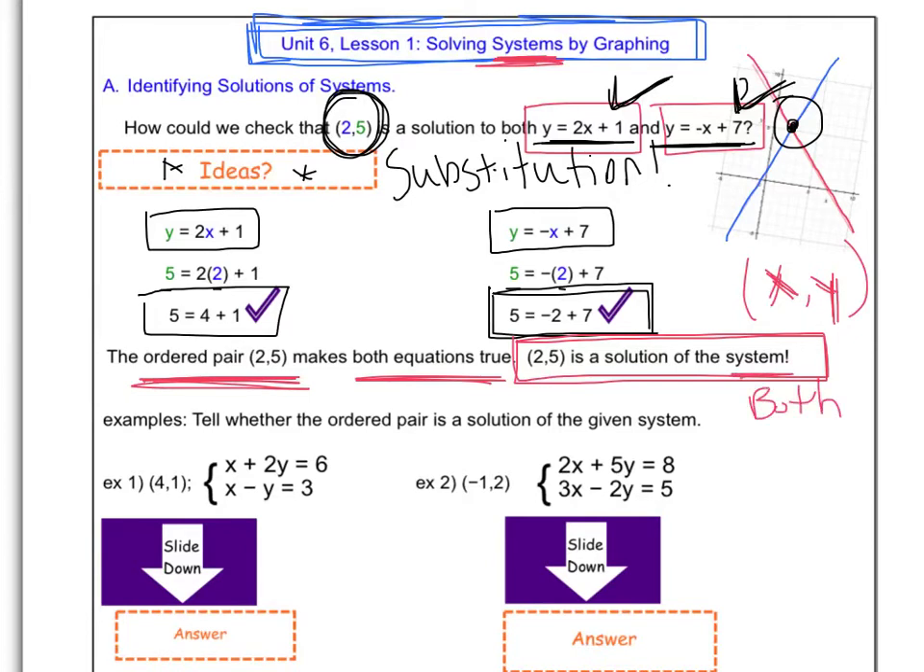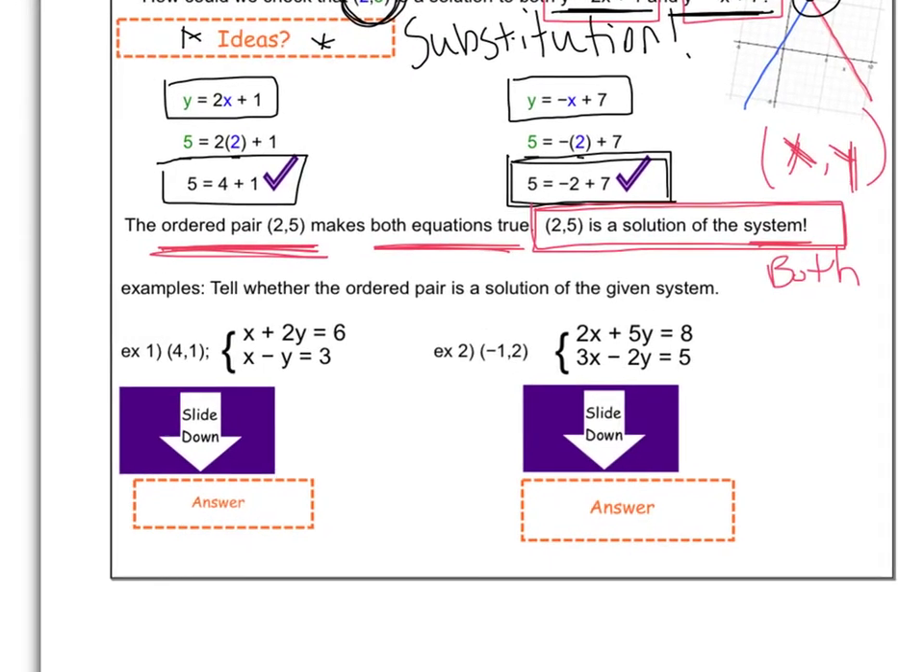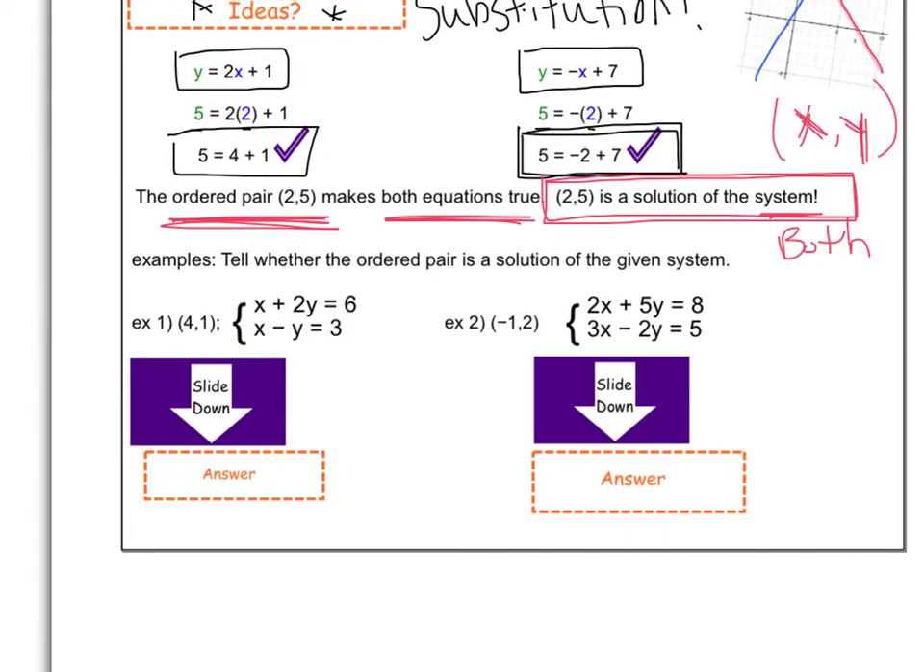I'm going to give you guys 2 examples. I want you to pause, and I want you to do these right now, please. These examples are right here. In this system of equations, again, we're getting used to the vocabulary, a system of equations has 2 different equations. Is 4 comma 1 a solution? And in this system of equations here, is negative 1 comma 2 a solution? Give it a try. Substitute it into both. Click pause right now and come back to me when you're done.